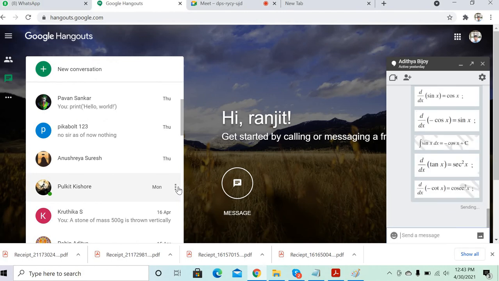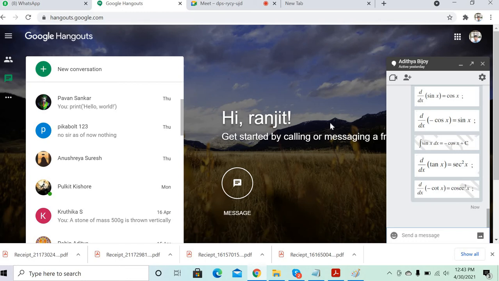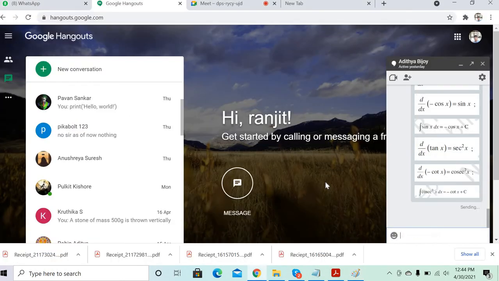What is the differentiation of minus cot x now? Cot x differentiation is minus cosec square x. So minus into minus is positive. So differentiation of minus cot x is cosec square x. So when I do integration of cosec square x, I should get minus cot x plus c. Correct?